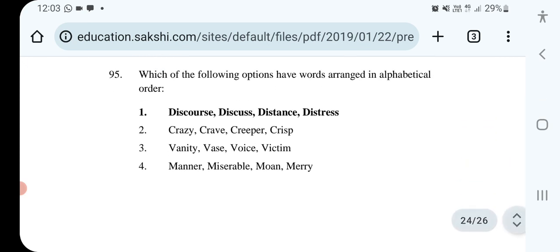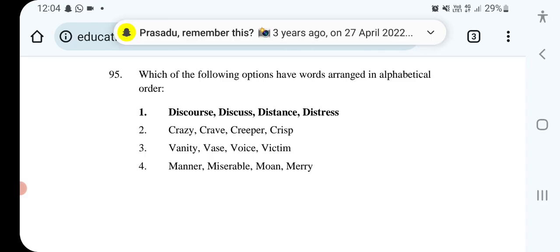Which of the following options have words arranged in alphabetical order? Discourse: D-I-S-C, here O is there, there U. So O comes first. That's why discourse. After that, discuss, U is there. Then D-I-S-C, O comes first. After that, distance. After that, distress.